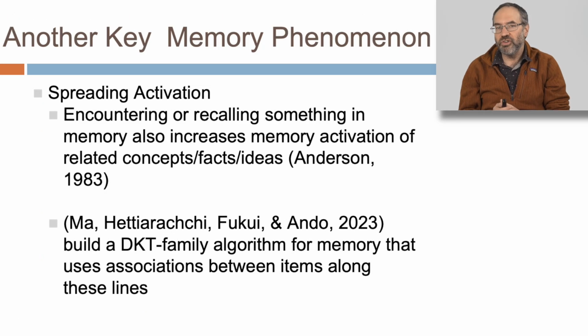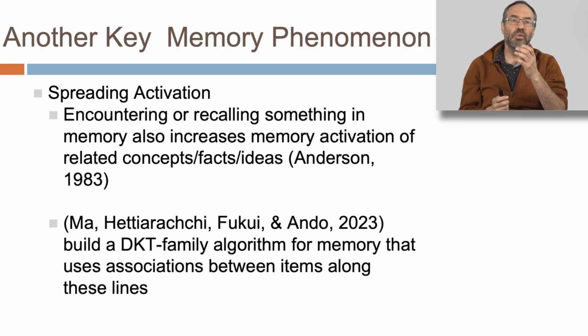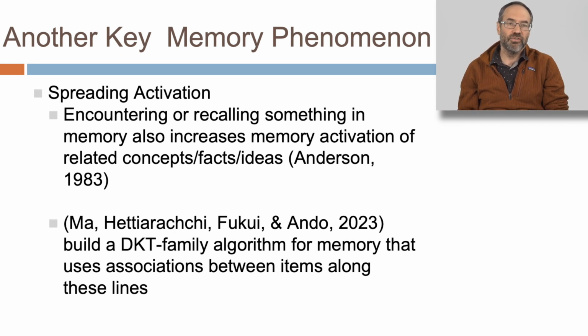It's worth also mentioning another key memory phenomenon, which is spreading activation, where encountering or recalling something in memory also increases the memory activation of related concepts, facts, or ideas. And there hasn't been very much work on this in our field, but Ma et al. 2023 do build a DKT family algorithm for memory that uses associations between items right along these lines.